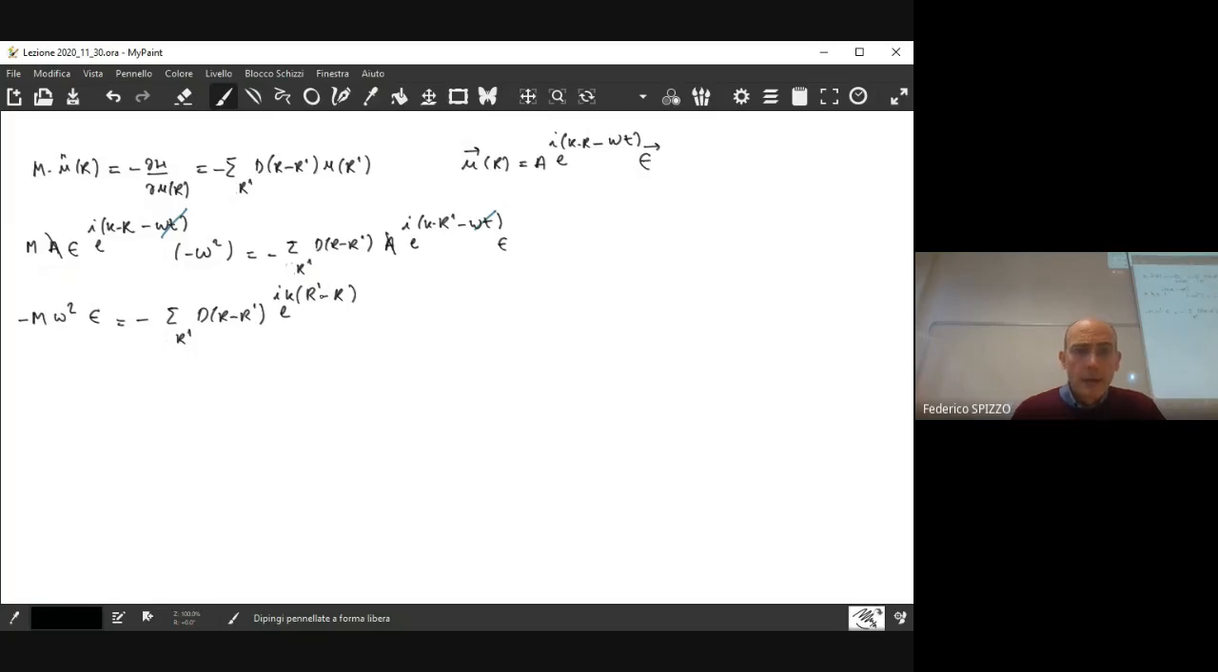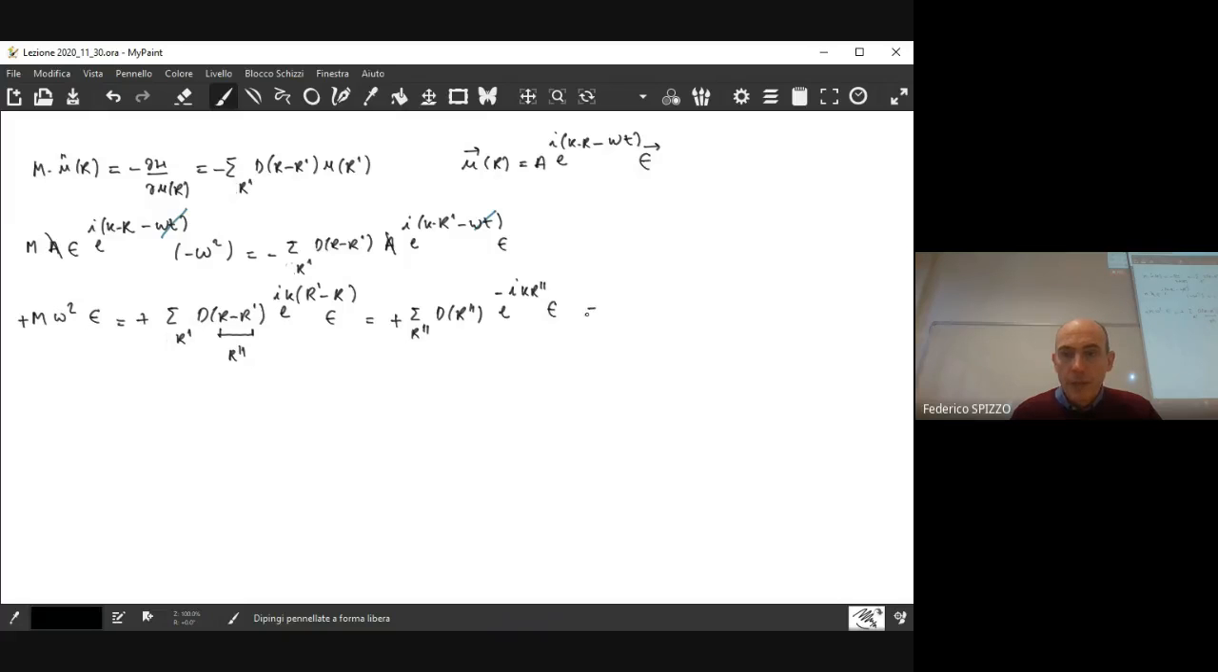Okay, so if I define r minus r prime to be r second, then I have that this is equal to minus the summation over r second. Sorry, and here we have the polarization vector E. So we have the summation over r second of D of r second e to the minus i k r second, vector E. At this point, we may simplify the minus sign that we have in front of all the terms here.